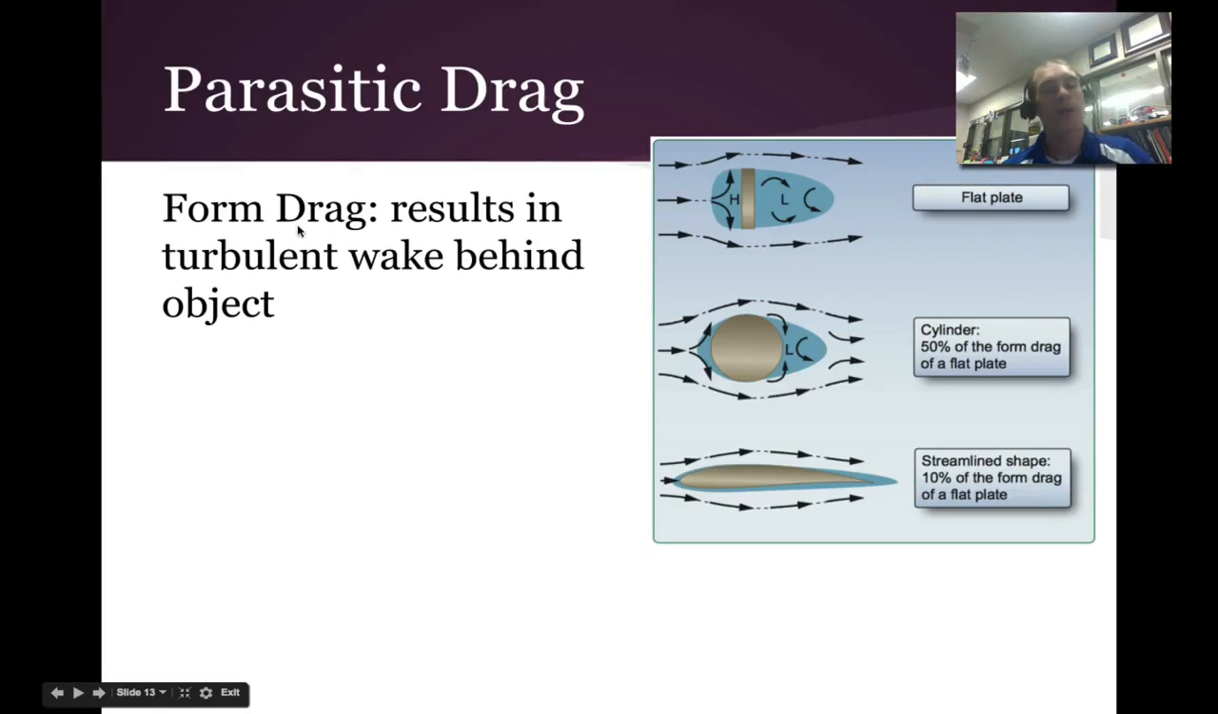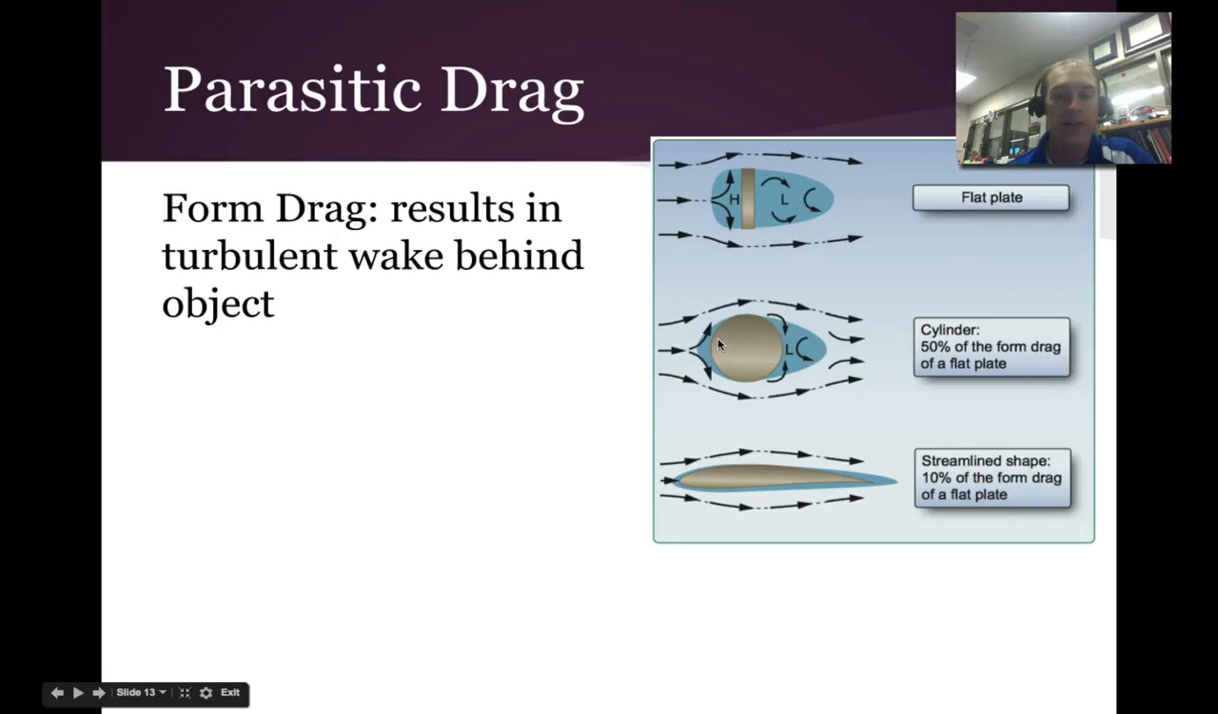So now we're going to get into the specifics of different types of drag. Form drag is just the result of turbulent wake behind the object. So as air moves around it, then on a flat plate, this blue is just the turbulence here. So the silver is the flat plate. So we have turbulence here, we have a high pressure in the front and a low pressure in the back, so that's where you have a lot of turbulent flow.